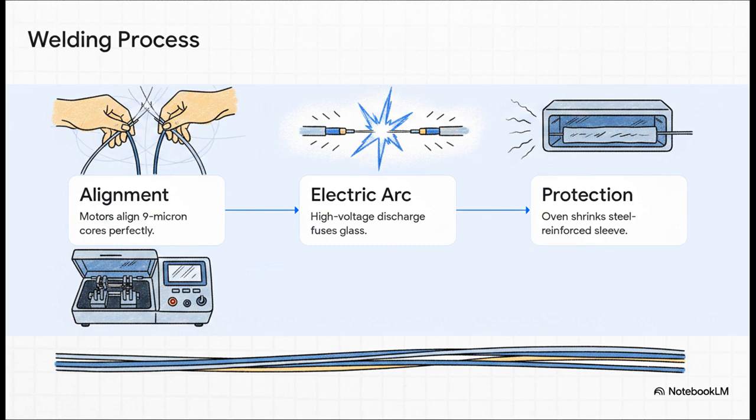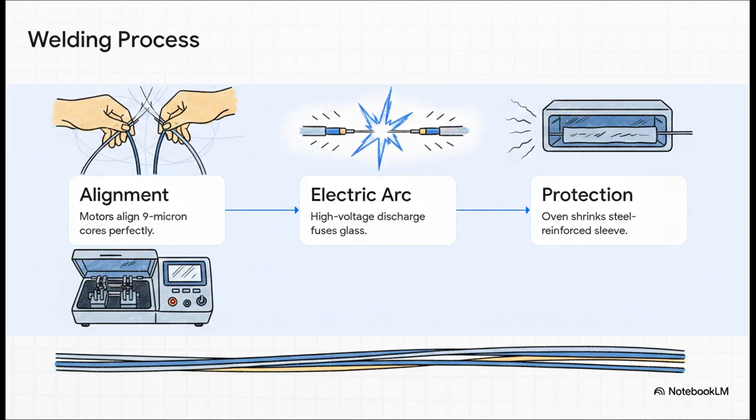After that cut is made, human hands step back, and the machine takes over. The ends are placed into a portable Fusion Splicer. This thing uses high-resolution cameras and tiny, hyper-precise motors to perfectly align those microscopic 9-micron cores on an X and Y axis. Once it's perfectly aligned, it fires a high-voltage electric arc to actually melt them together.